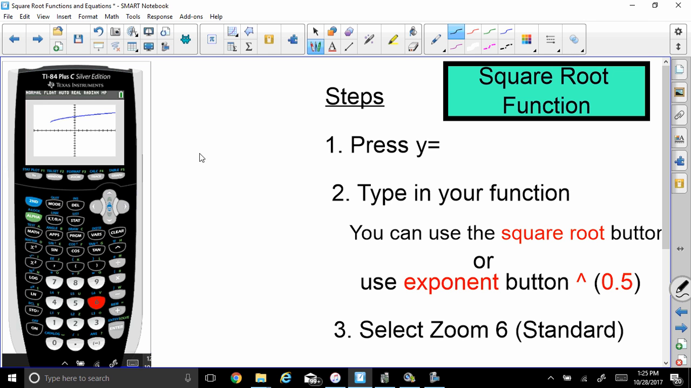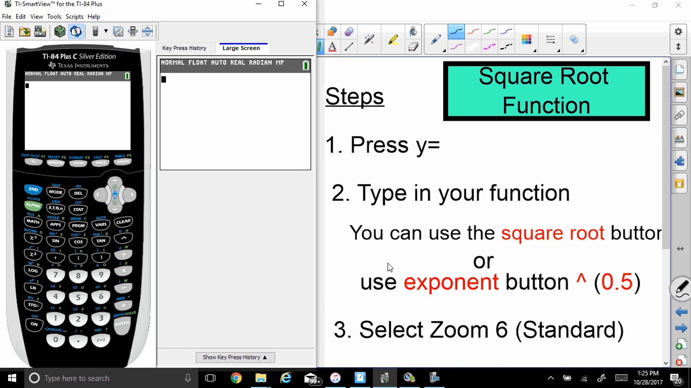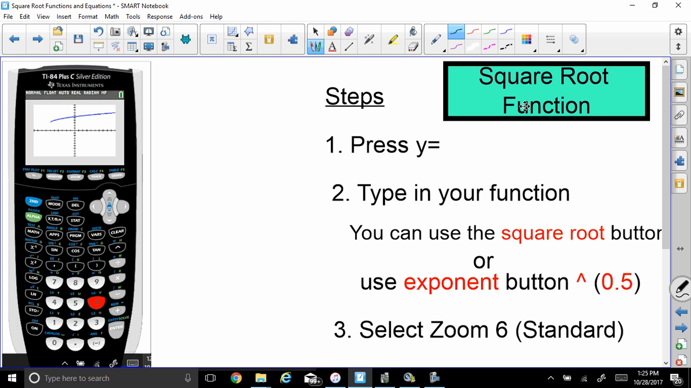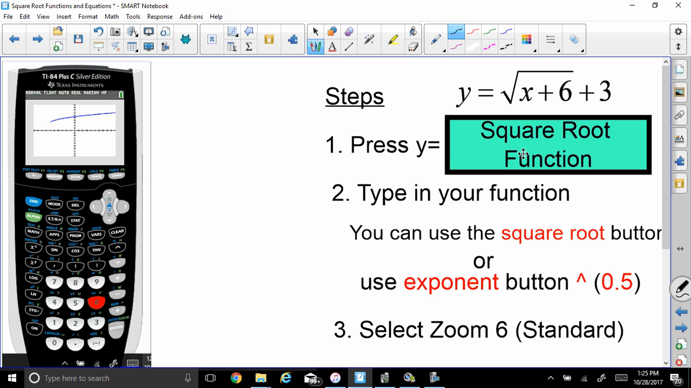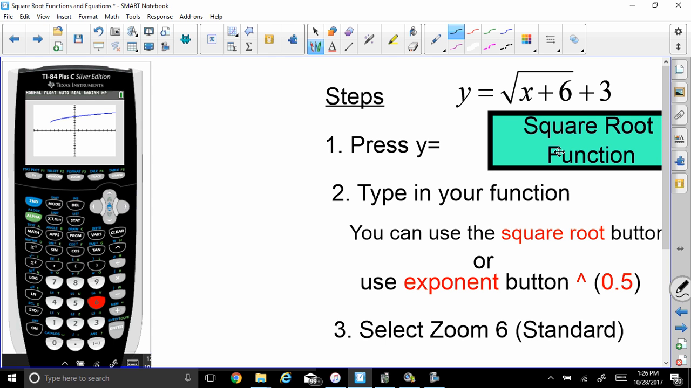So I have my graphing calculator here, and here are our steps. Press y equal. So there's your y equal. And then type in your function. Okay, got my function. Let me get my calculator back.